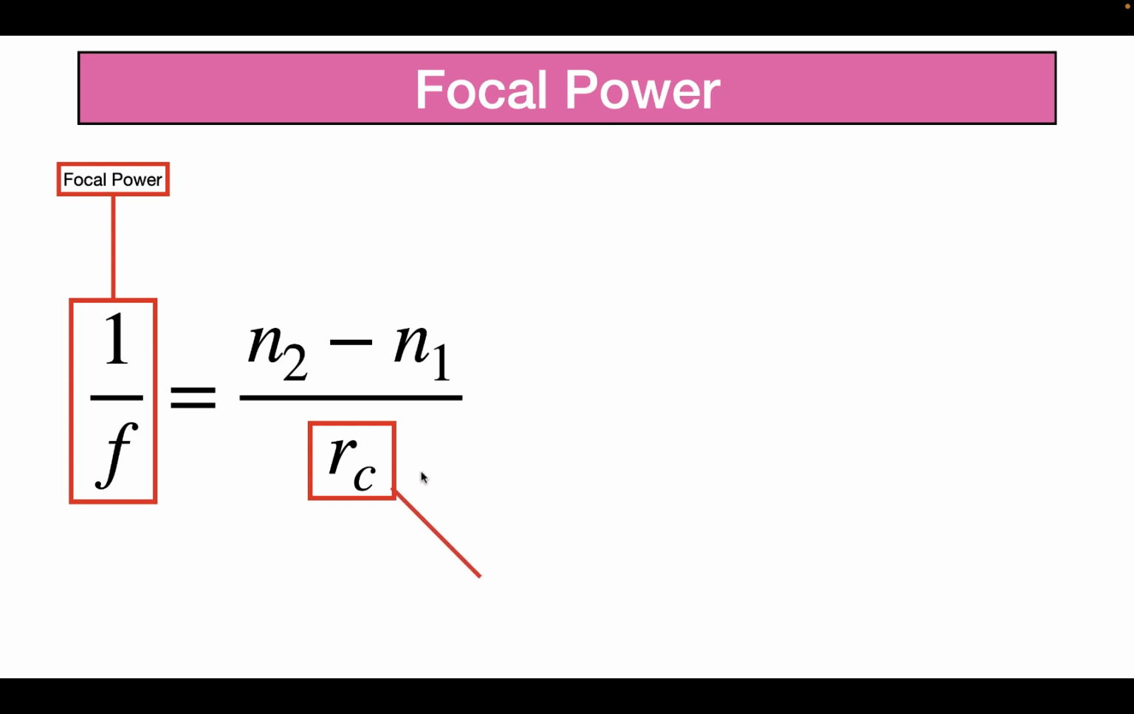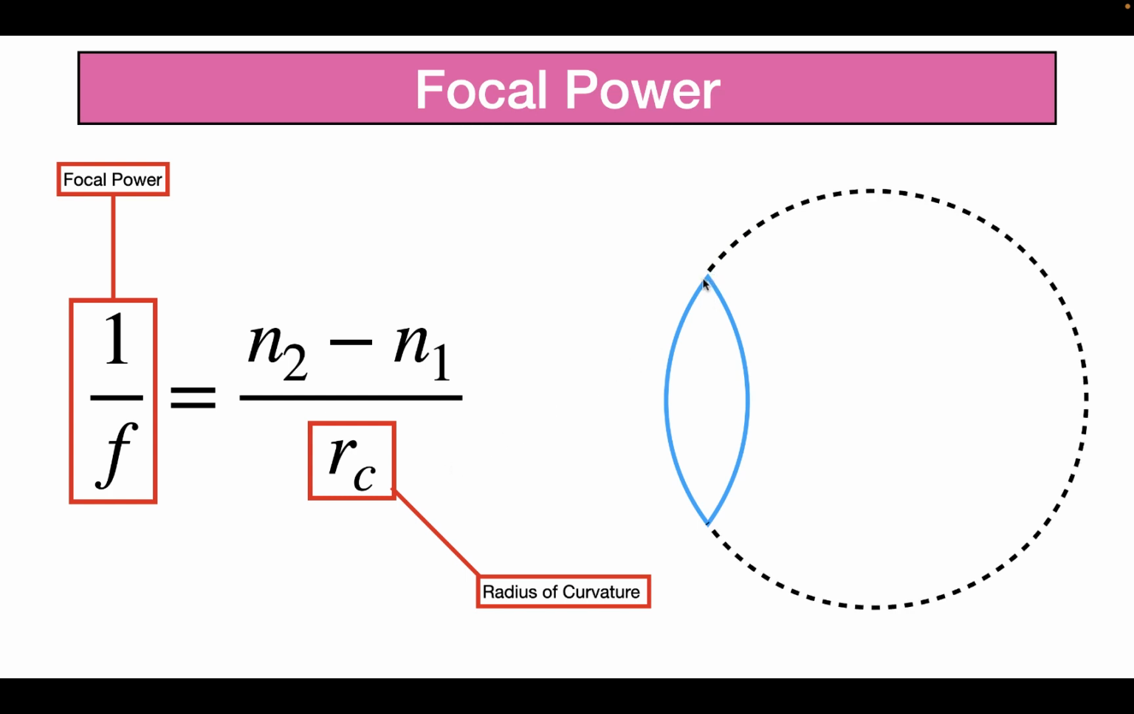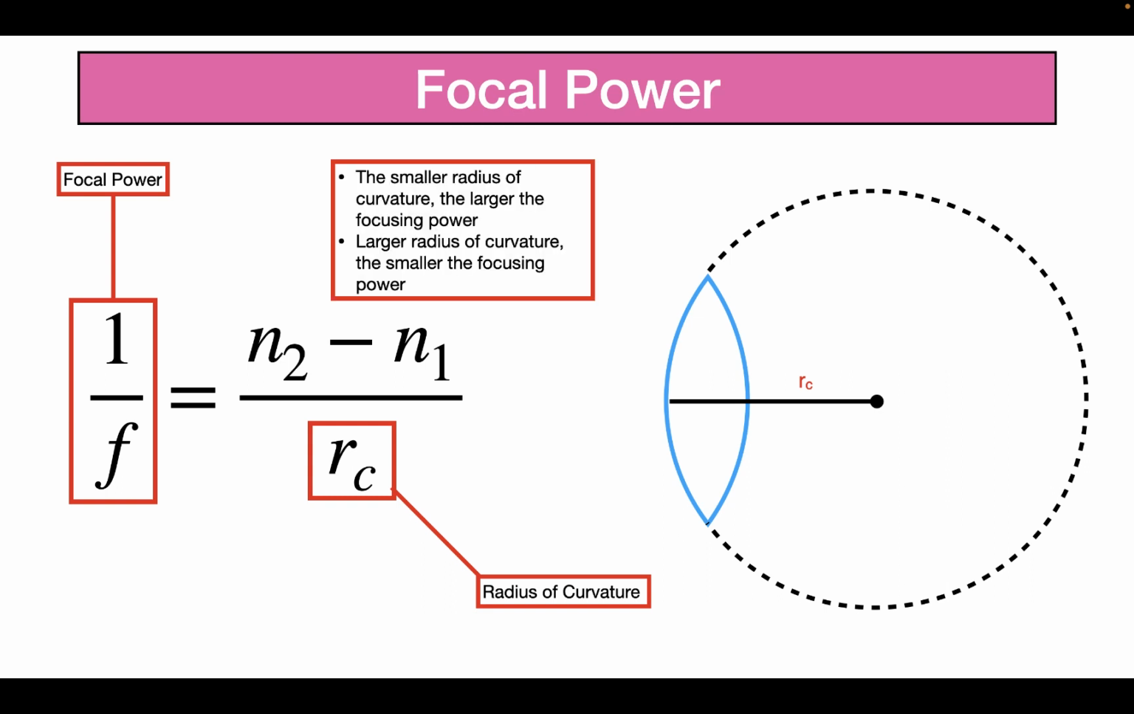The radius of curvature is going to be a very important quantity, and it's going to be something like this. Imagine you have a lens, and if you were to make this lens into a circle like this, so if you were to take these two ends and trace a circle, what you would get is something called the radius of curvature. So the radius of curvature basically helps you to describe how curved your lens is. If you have a smaller radius, you get a larger focusing power. A larger radius gives you a smaller focusing power.